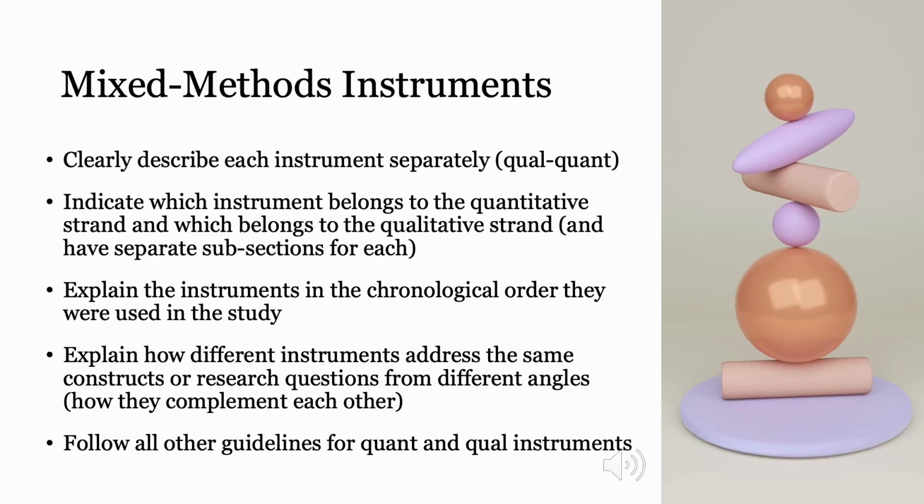In mixed method studies, it is important to separate your discussion of instruments by strand, qualitative and quantitative. Describe the quantitative instrument on its own and the qualitative instrument on its own. Explain each instrument in the order you actually use them in your study. Then, show how they complement each other, how the survey and interviews, for example, approach the same construct from different perspectives. And don't forget, for each, you should still apply the same guidelines we covered on previous slides.